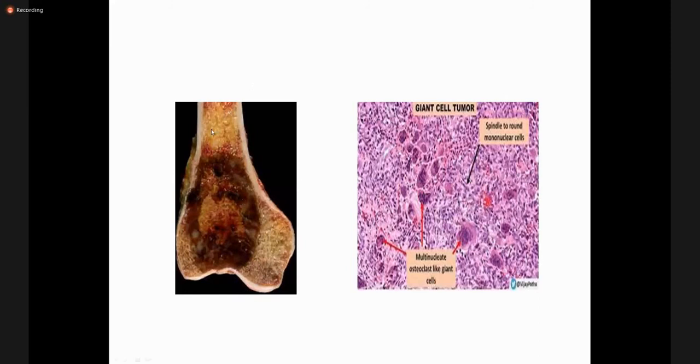So here you see the gross appearance of the giant cell tumor. This is a well-defined bordered tumor here in the condyle, proximal or sometimes distal end of the long bone. And here you see the morphological picture of the giant cell tumor. There are multinucleated osteoclastic giant cells, and in the background there is mononuclear spindle stroma.